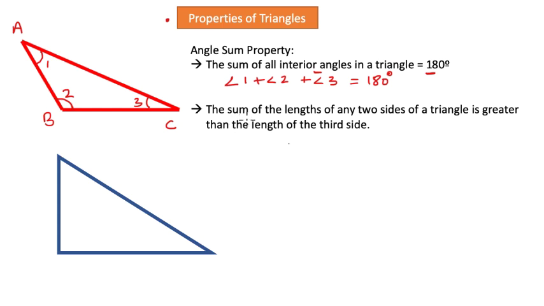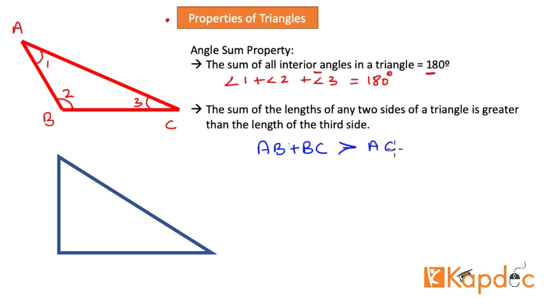It says that the sum of the lengths of any two sides of a triangle is greater than the length of the third side. Meaning, with reference to this triangle, if I take segment AB and add to it the segment BC, then this is going to be greater than the third segment, which is AC. You could pick any two dimensions and it should be greater than the third dimension. If that condition doesn't hold true, that means you cannot construct a triangle out of three line segments. With the help of these two conditions, we can solve many problems in geometry related to triangles.